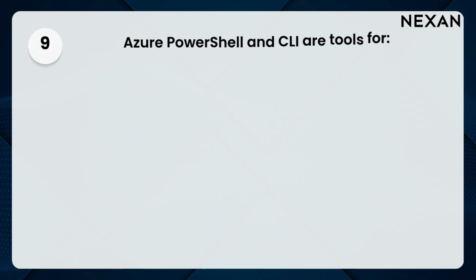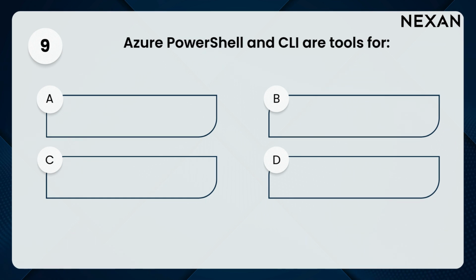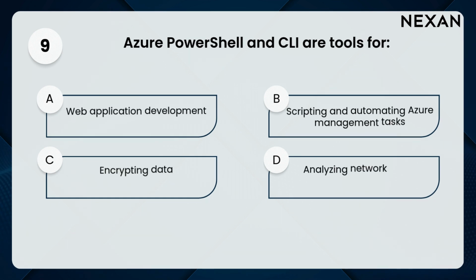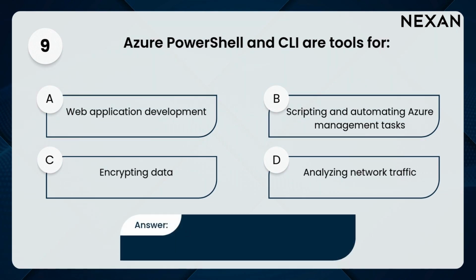9. Azure PowerShell and CLI are tools for: A. Web application development. B. Scripting and automating Azure management tasks. C. Encrypting data. D. Analyzing network traffic. Answer: B. Scripting and automating Azure management tasks.